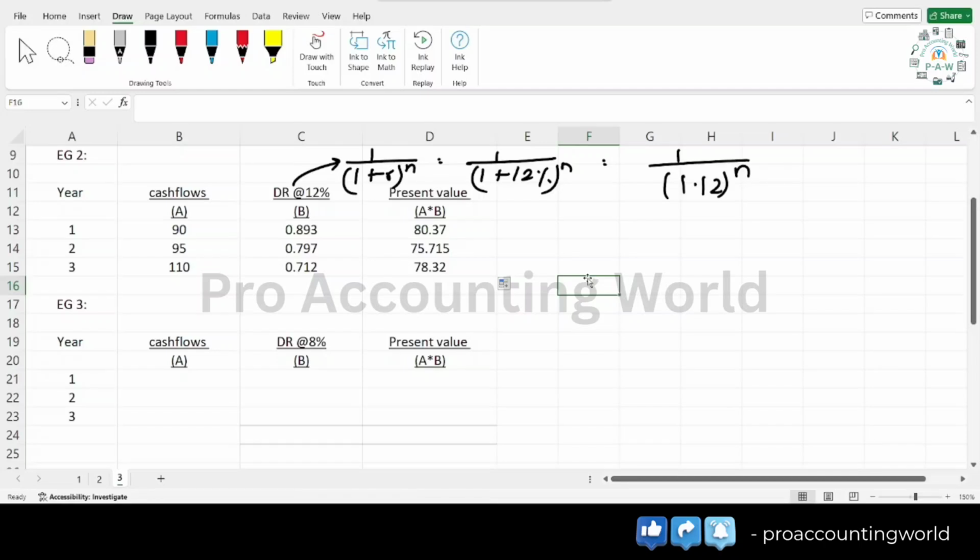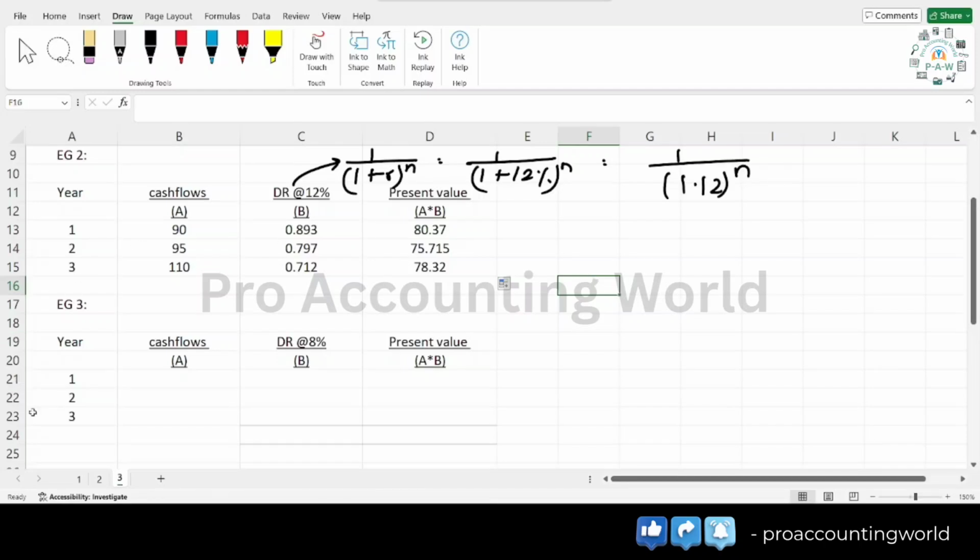Guys, because the question is silent about the timing, we assume that transactions are taking place at the end of each year. In real life as well as from exam point of view, if nothing is mentioned, we assume that transactions are taking place at the end of each year.